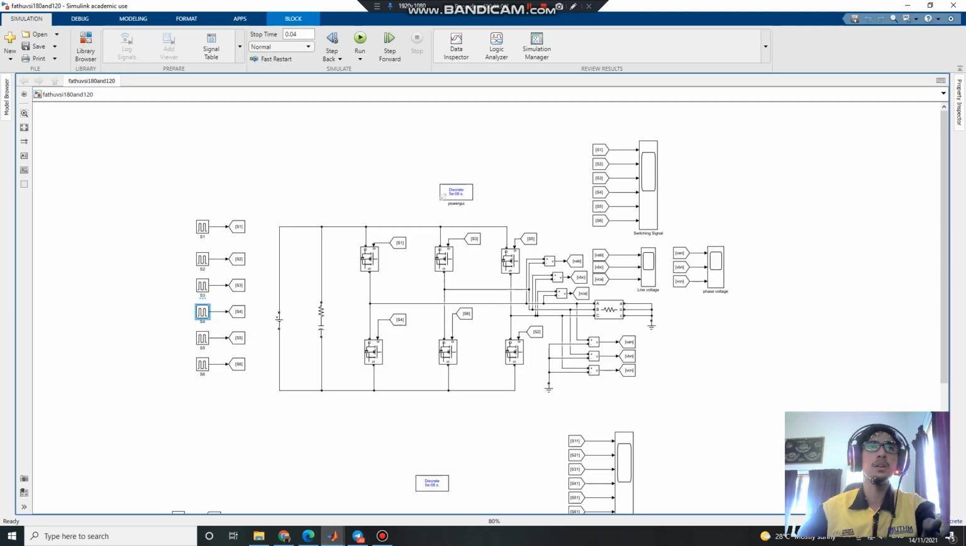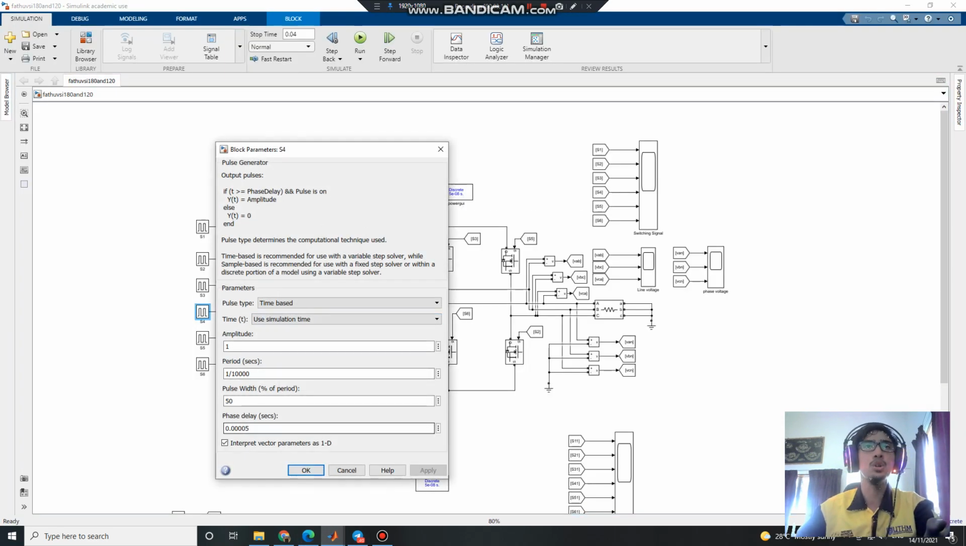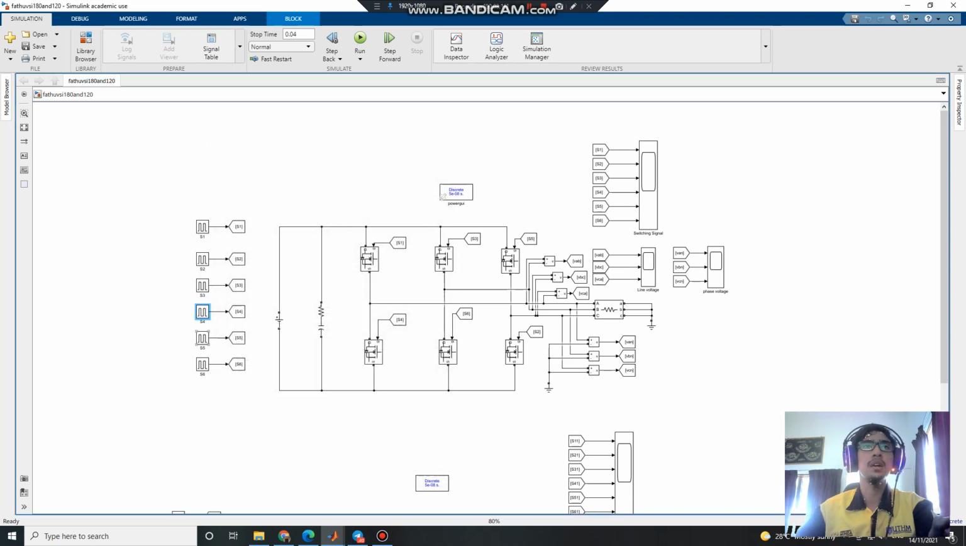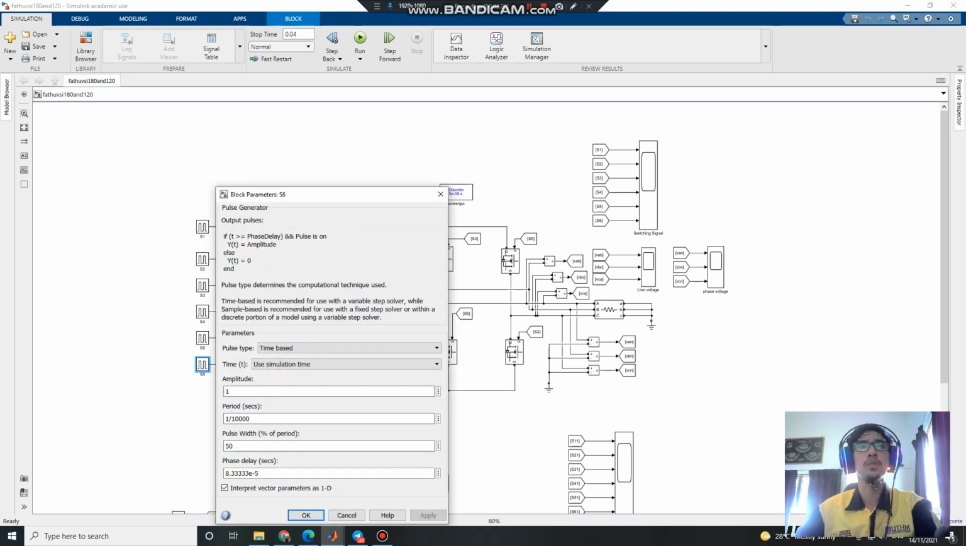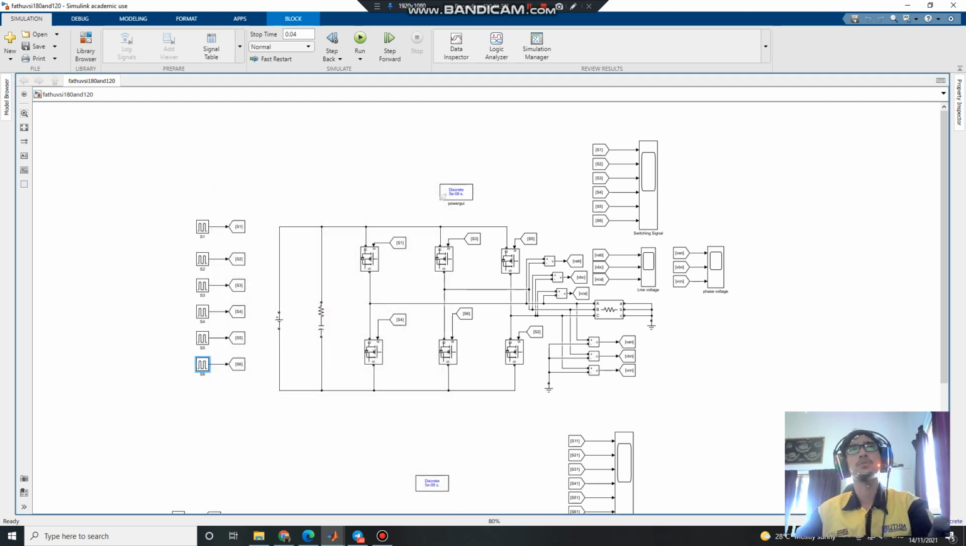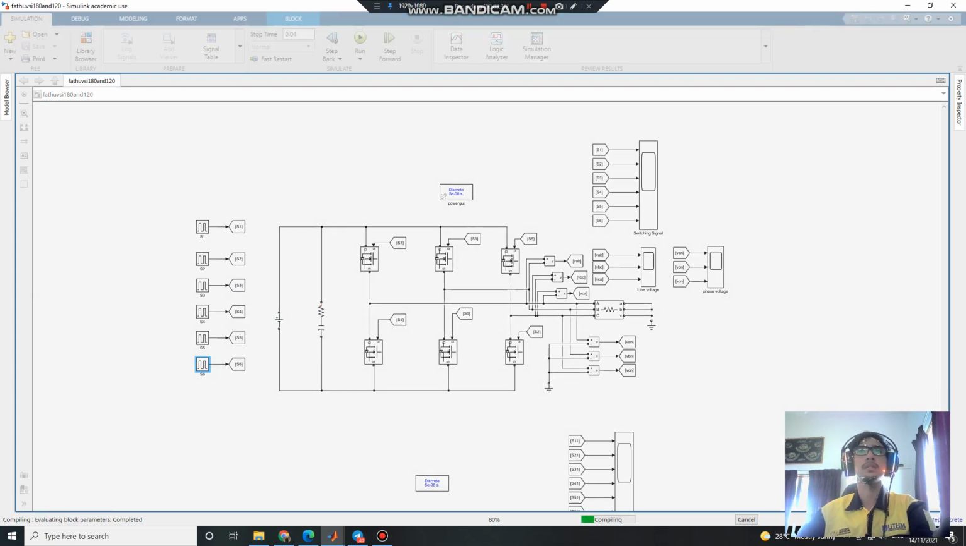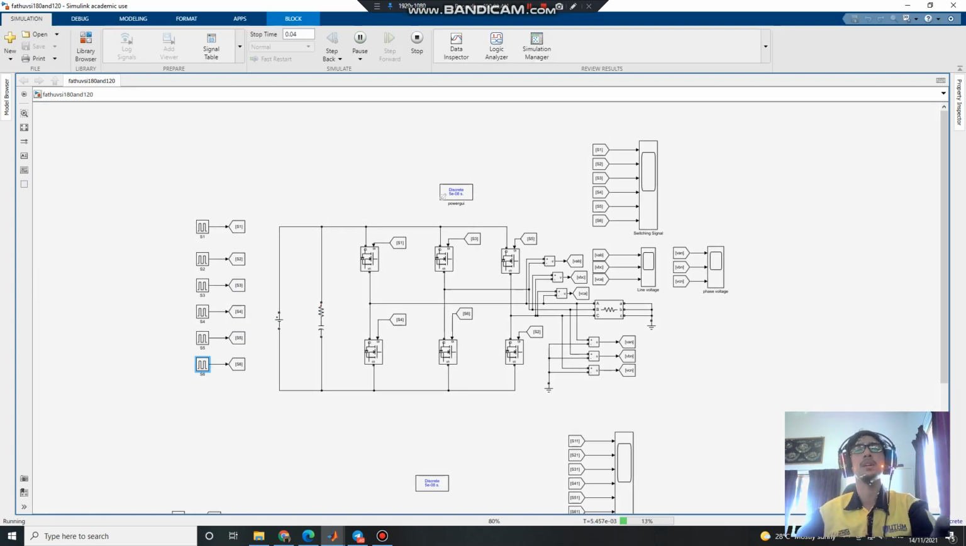For T4 the phase delay is 0.0005 seconds, and for T5 it is 6.66 exponent negative 5. The last one, T6, is for 300 degrees, and its phase delay is set to 8.33 exponent negative 5. So we will run the circuit for 180 degrees first.